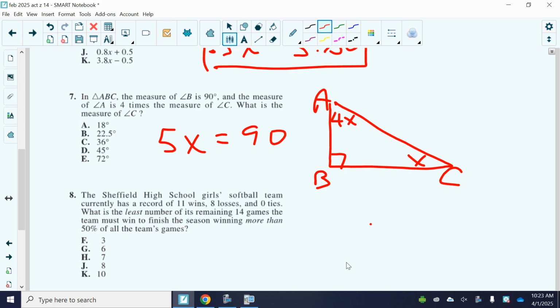Now be careful. What are they asking for? Are they asking for X or 4X? Y'all all have made that mistake before. I know I have. They're looking for C, so the answer is just the 18 that I got.